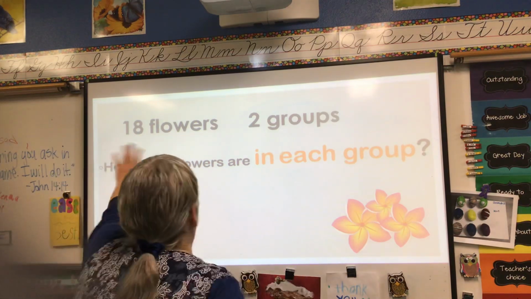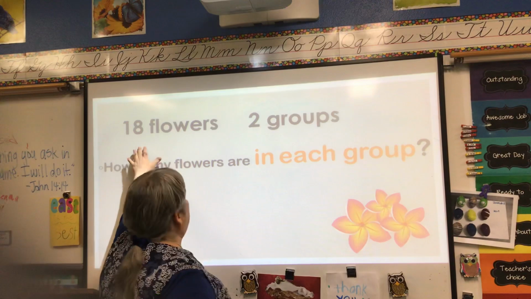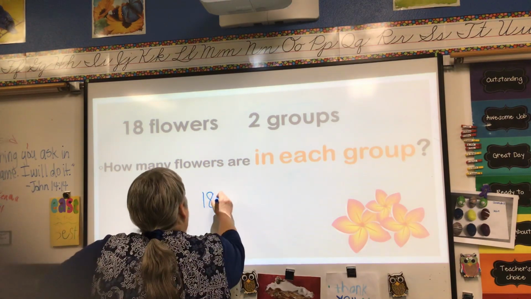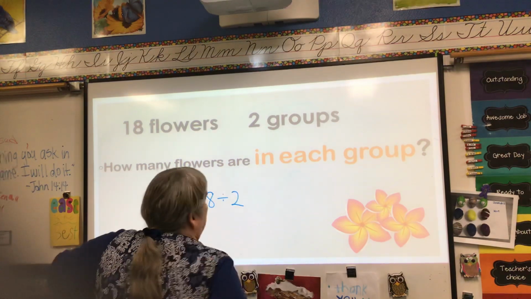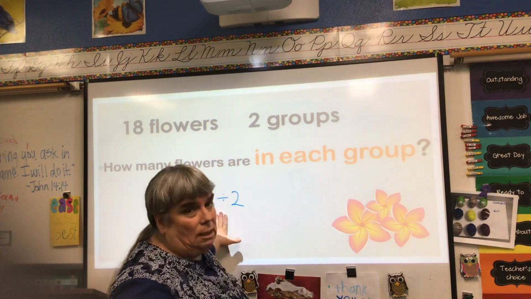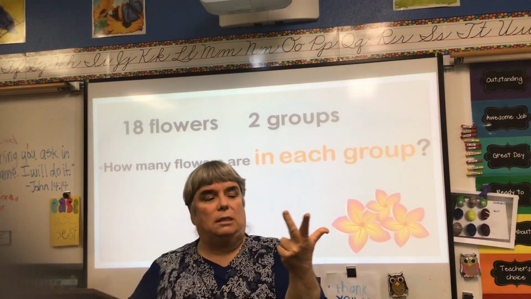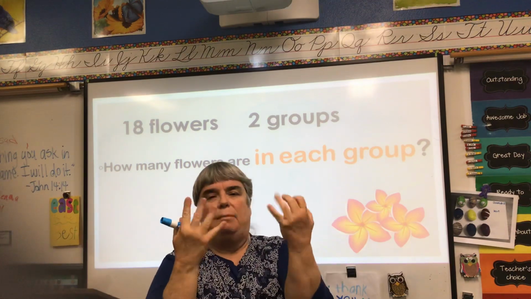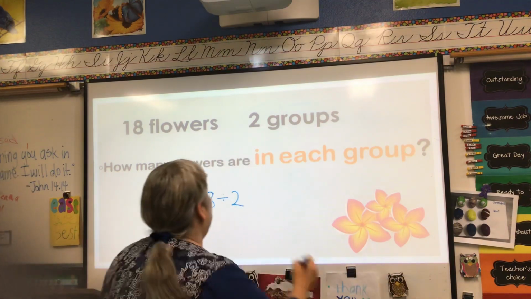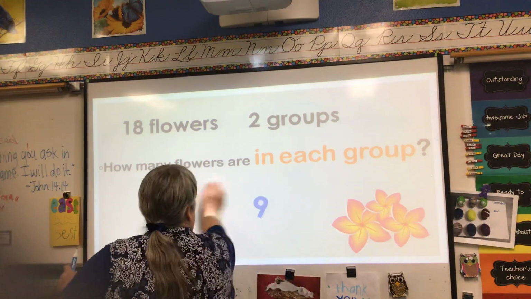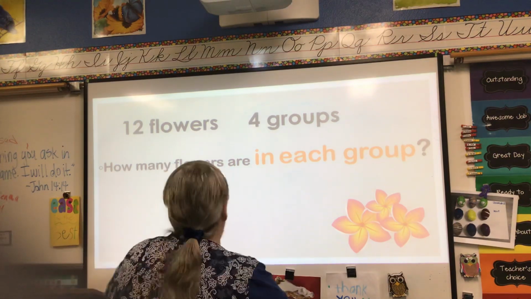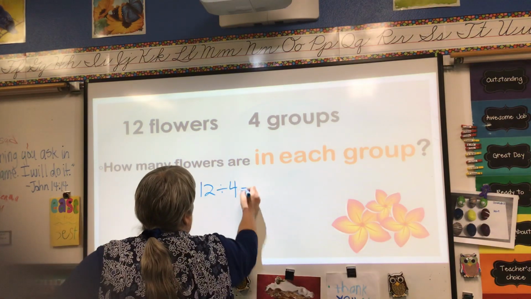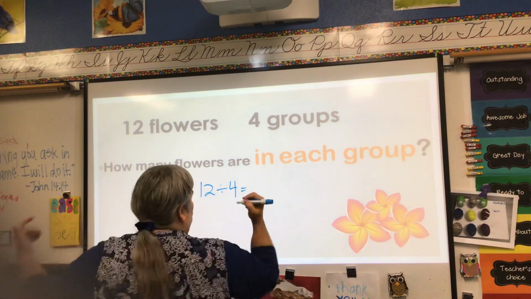So now we have another one exactly like that. This time we have 18 divided into 2 equal groups. So it's 18 divided by 2. Now if 18 is pretty big, if you wanted to skip count, you could. 2, 4, 6, 8, 10, 12, 14, 16, 18. How many fingers do I have up? 9. So let's see what the answer is. 9. So that's not hard. Now we have 12 divided into 4 equal groups, and the answer is 3.